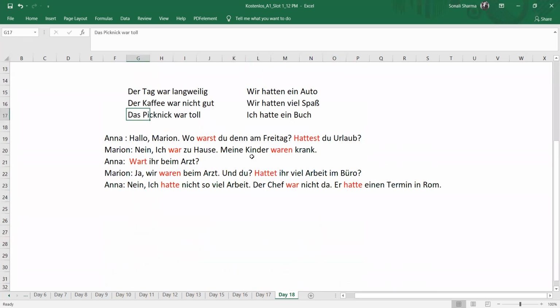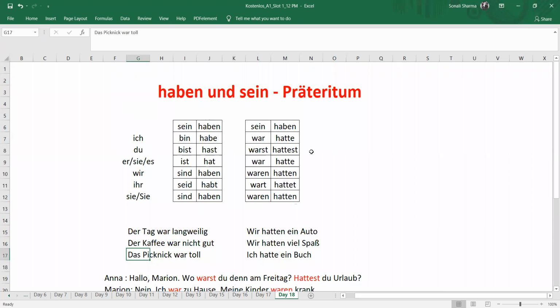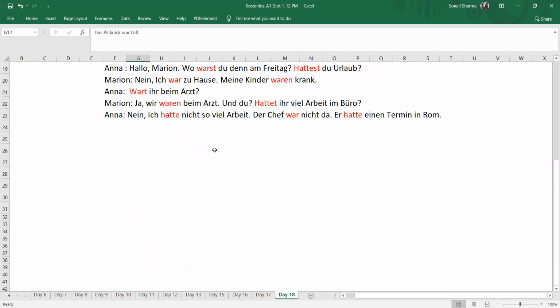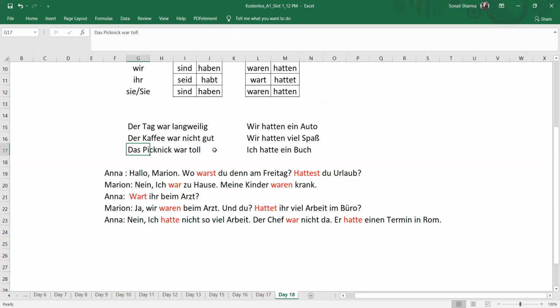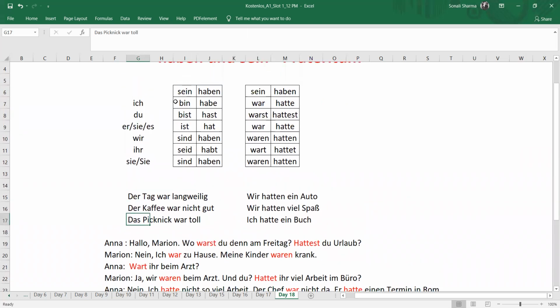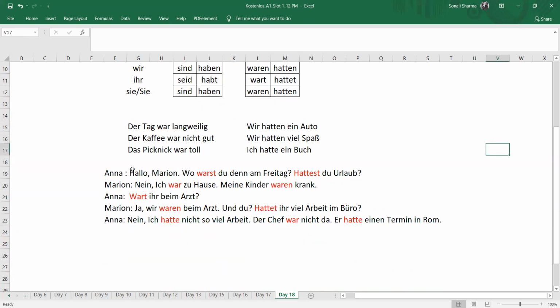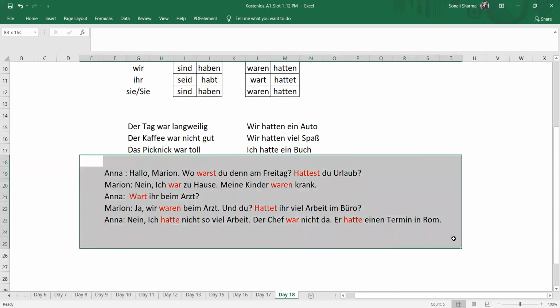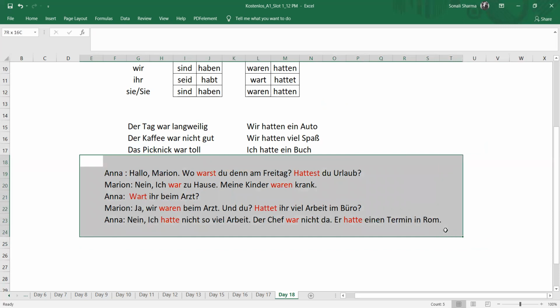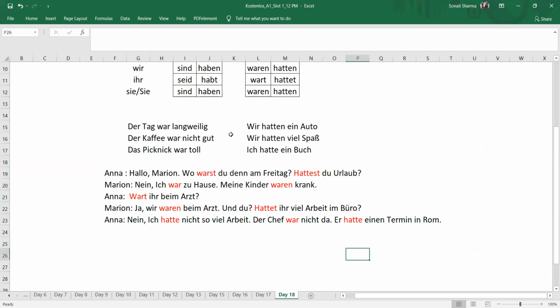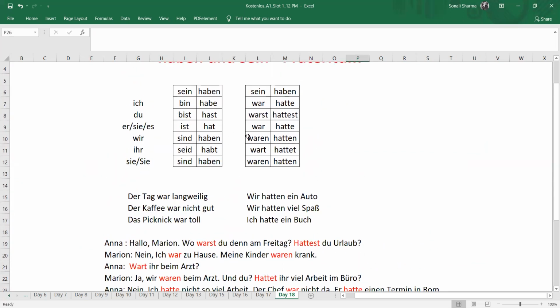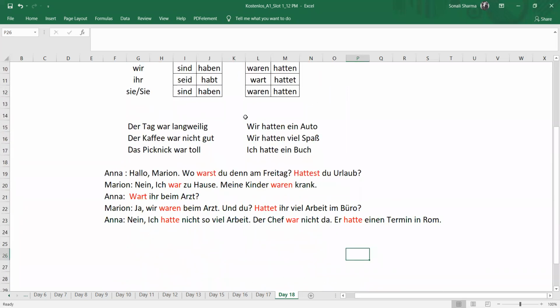So I hope now you got what exactly Präteritum in HABEN and SEIN is and how to use it. This is the most important part, how to use it. We can learn the table. It is very easy to learn the table, but how to use it and when to use it, in what situations you can use it. Whenever you are describing any past experiences, you can use this HABEN and SEIN as Präteritum.